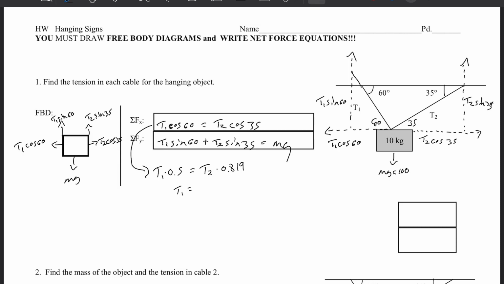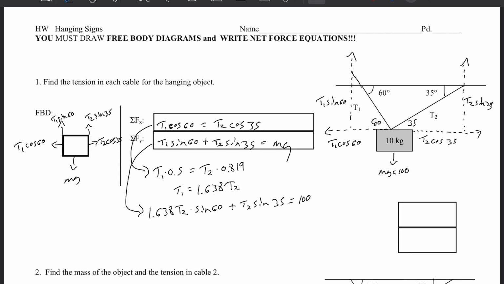Now that I have this, let's solve for T1. Let's divide both sides by that 0.5 and say that T1 is equal to 1.638 T2, because the 0.5 is being divided by the number, not by the variable. Now that we've solved for T1, let's take that second equation and plug in what we know T1 is. So it starts out with T1, so that's 1.638 T2 times the sine of 60 plus T2 times the sine of 35, which we'll probably just leave as sine of 35 right now, is equal to mg, and we know mg is 100.